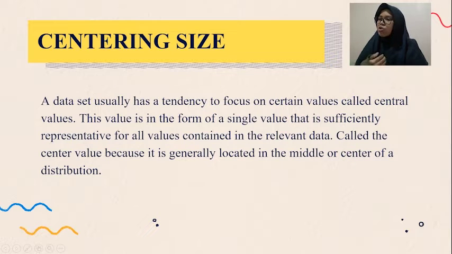A data set usually has a tendency to focus on certain values called central values. This value is in the form of a single value that is sufficiently representative of all values contained in the relevant data. It is called the central value because it is generally located in the middle or center of a distribution.